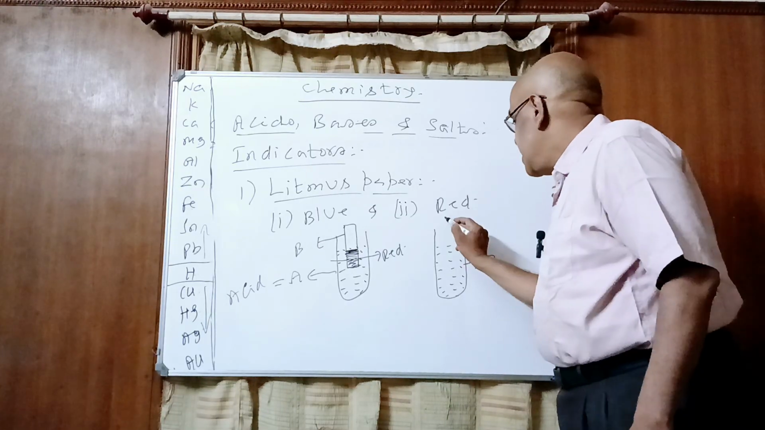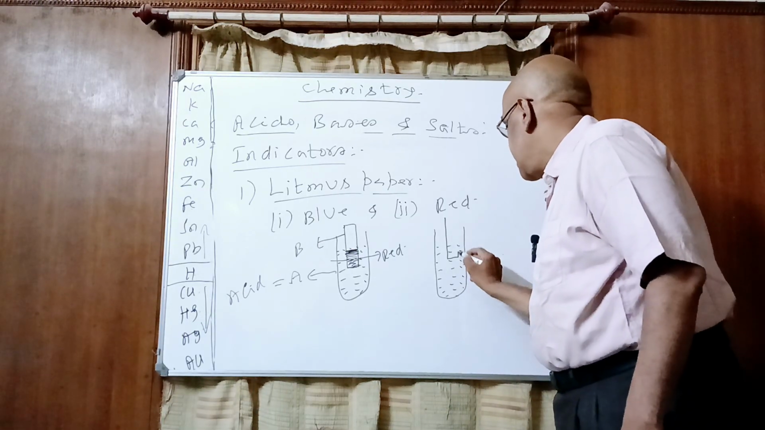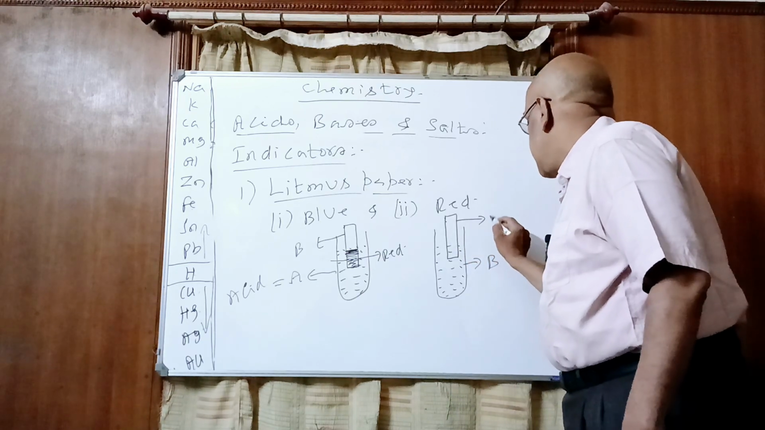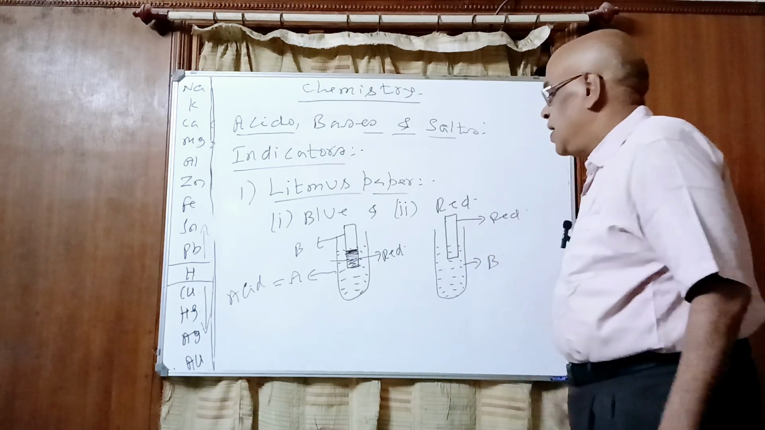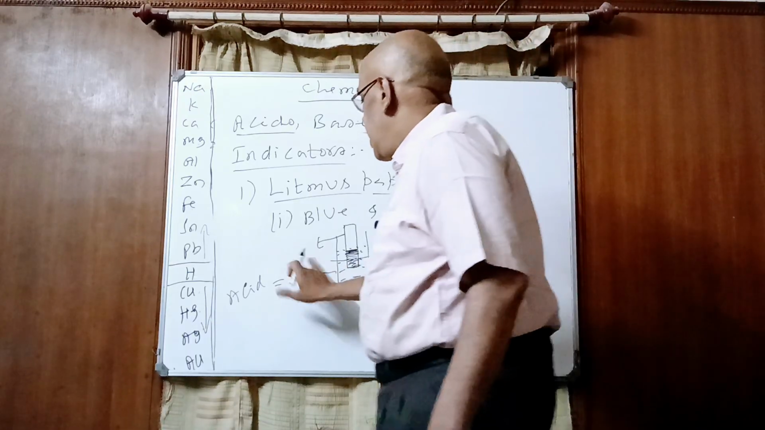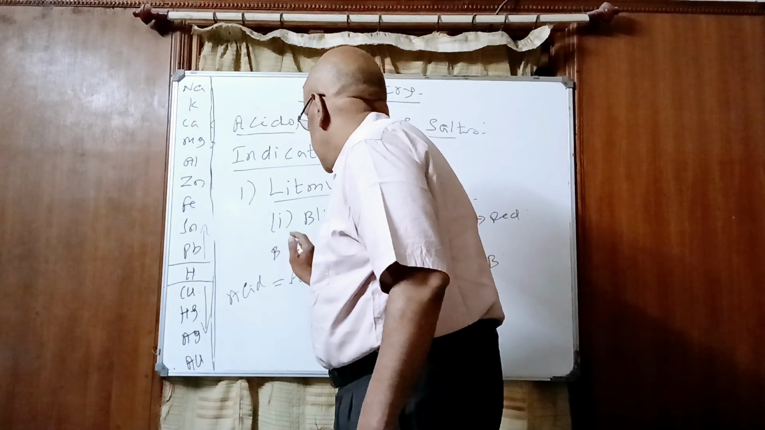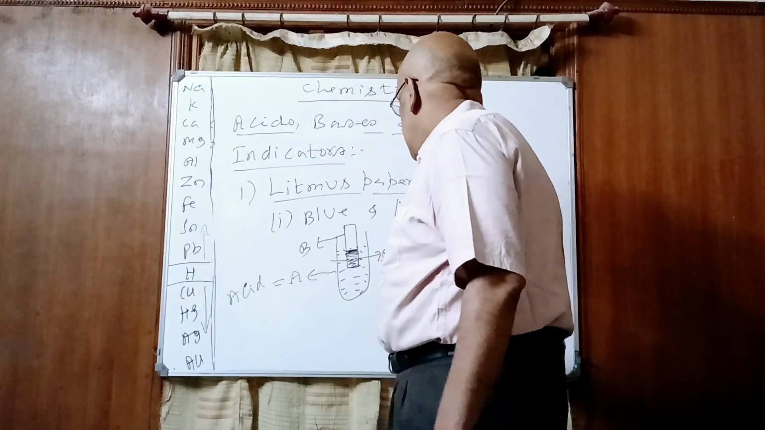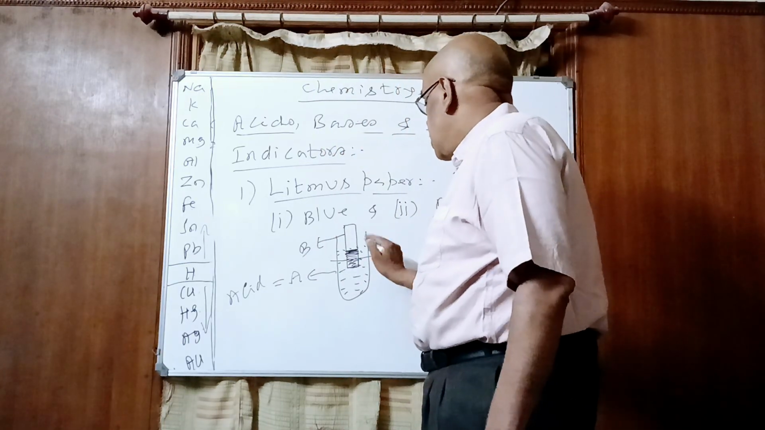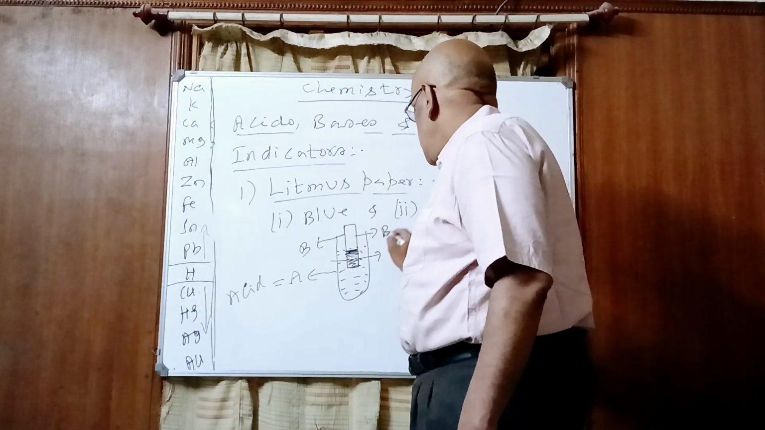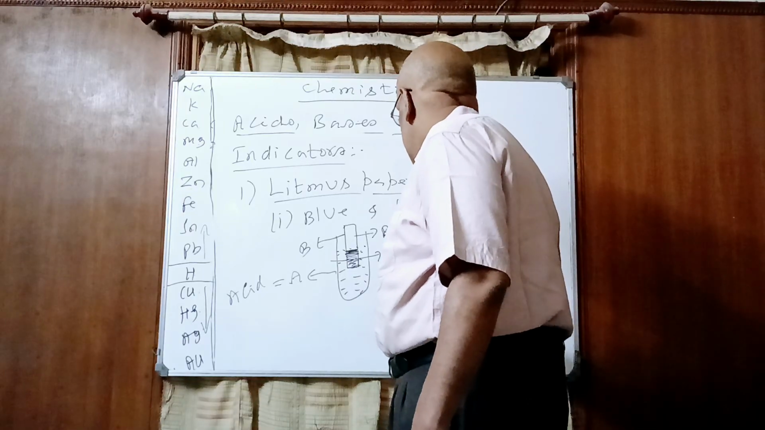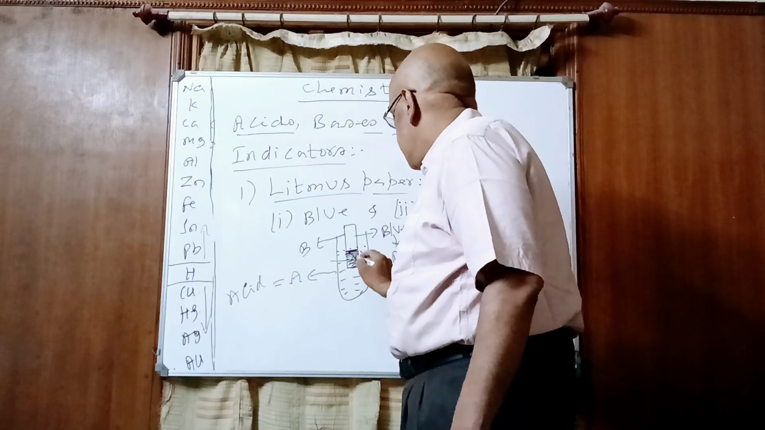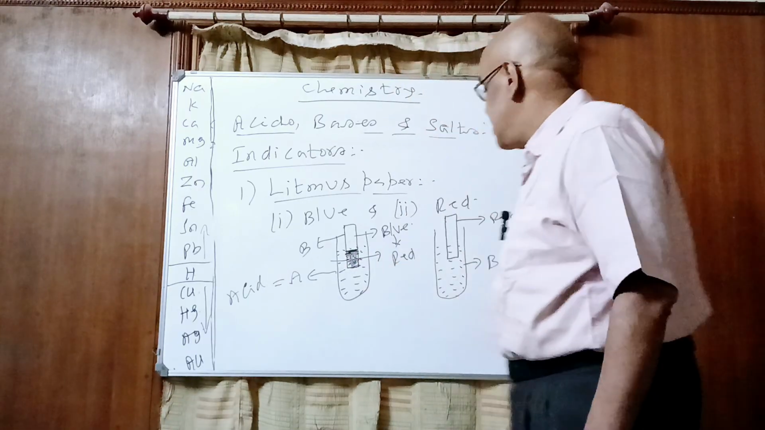Similarly, come here children. Again, take another litmus paper. What is that? Blue color. Take red color. Here, what happens to the blue color in this test tube? Blue color litmus paper changes to red. This much portion. It indicates that the chemical is acid.